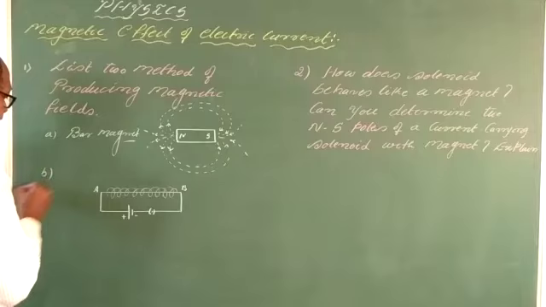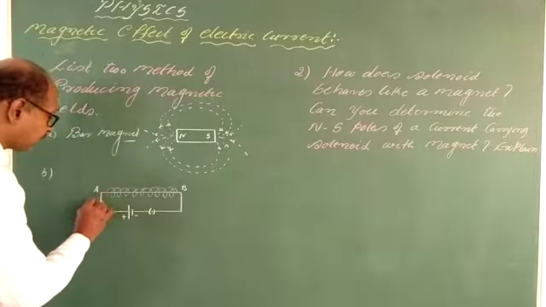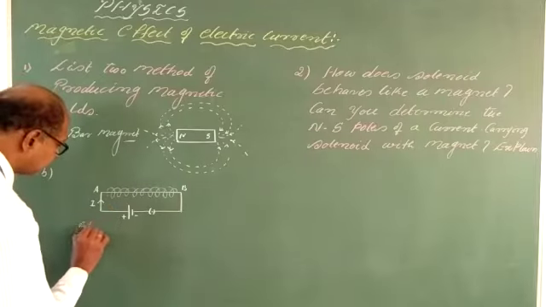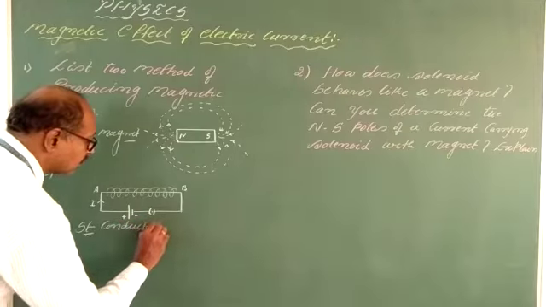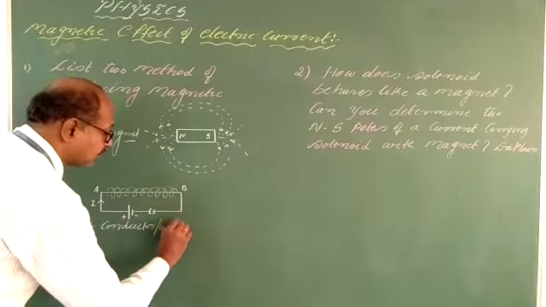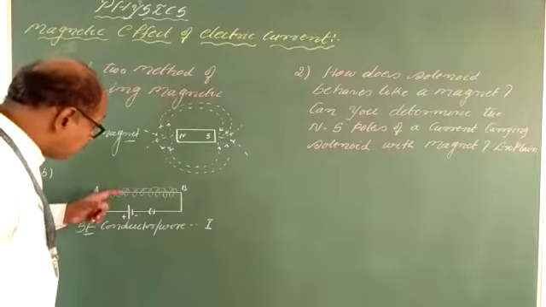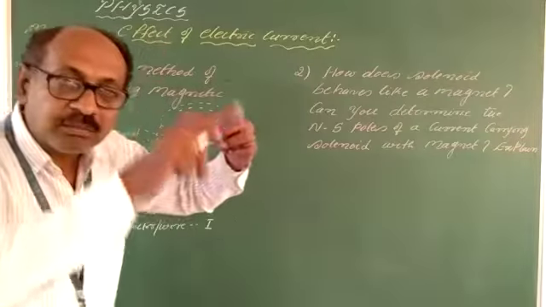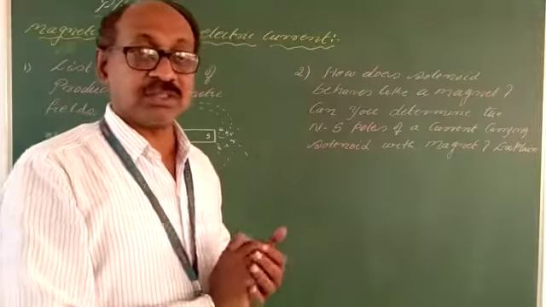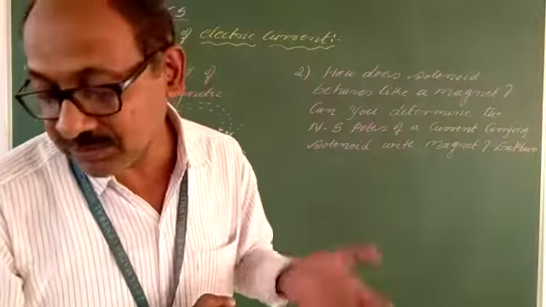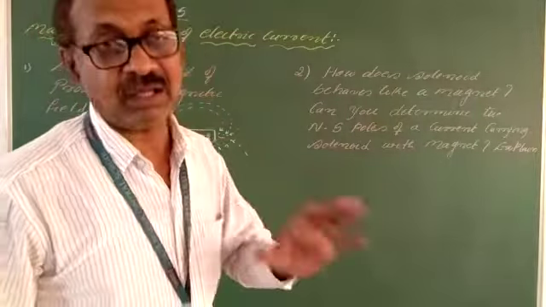So the second thing is a straight conductor, or we can say a wire, carrying current I. Then around that conductor there must be a magnetic field. And there is another thing also, a circular coil. We can say a circular coil carrying current again.